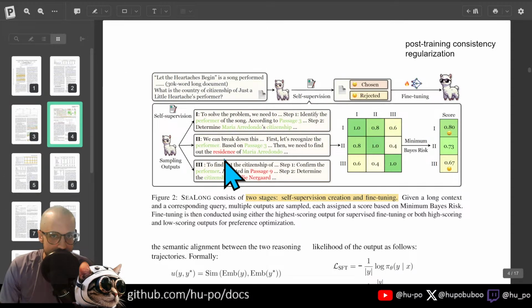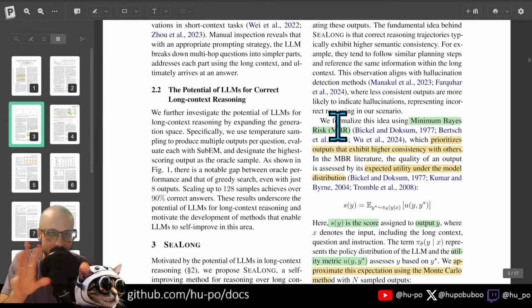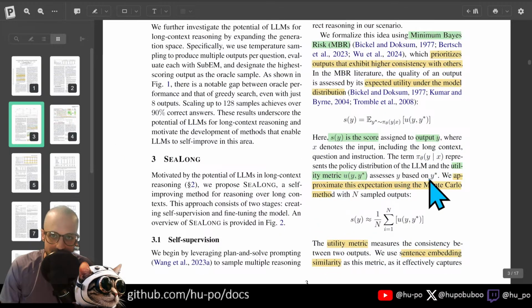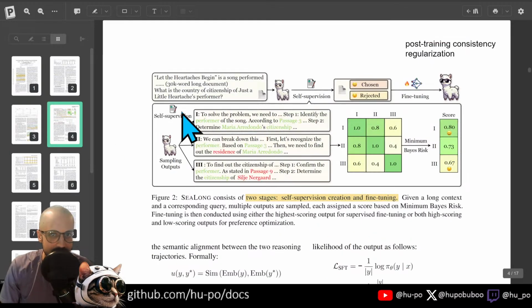But in this paper, they're saying you can automatically create that. You can basically just use basic Bayesian statistical ideas, where you say, okay, here's the question: Let the Heartaches Begin is a song performed by, blah, blah, blah. What is the country of citizenship of the performer of this song? Well, the first thing you do is sample many times. So here's this Monte Carlo method: you're just sampling a bunch of outputs. And then in each of those outputs, you're looking at the consistency. Most of the time, it's going to get the name right. So you see here it got the name of the author right. Here it got the name of the singer right.